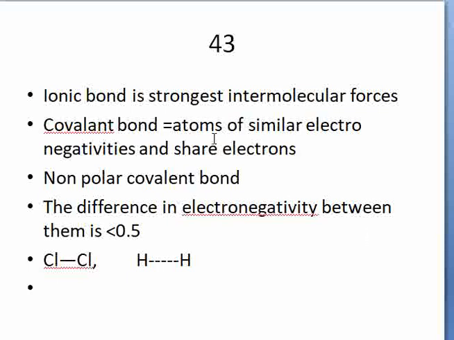How does a covalent bond form? Atoms of similar electronegativities share their electrons. If similar electronegativities share, they form non-polar covalent bonds, where the electronegativity difference between them is about 0.05. There are polar covalent bonds and non-polar covalent bonds. For non-polar covalent bonds, the electronegativity difference is very small; in that case they form non-polar covalent bonds.